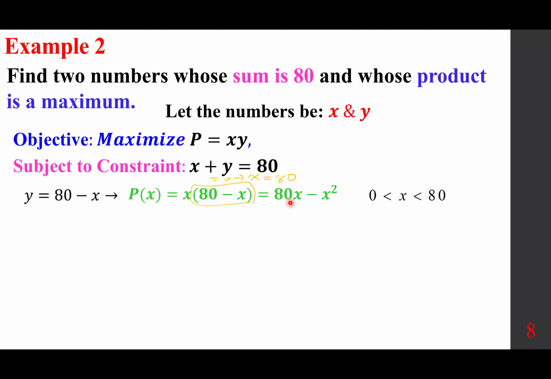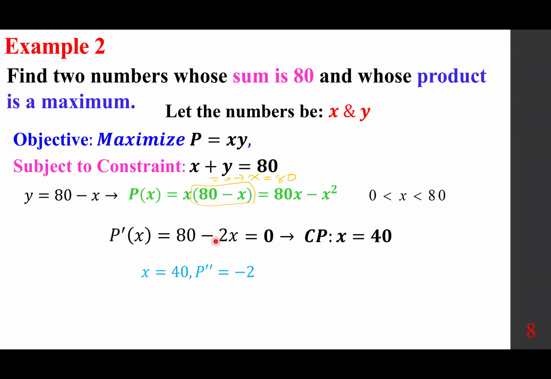And now P prime, we use this one, 80 minus 2x. We set this equal to 0 in order to find the critical point, which becomes x equals 40. We go with the second derivative test. P double prime is just negative 2. You have to evaluate it at the critical point, but it is independent of that. There is not much you have to do.